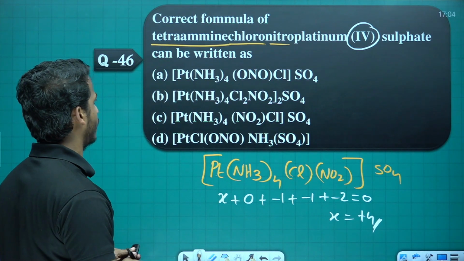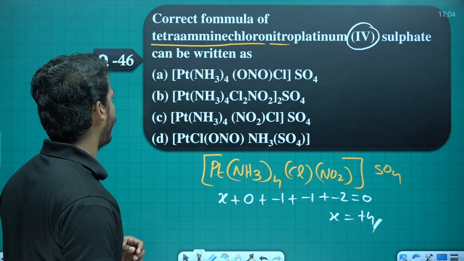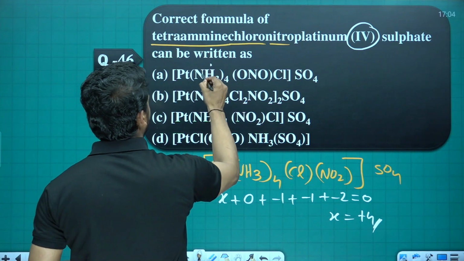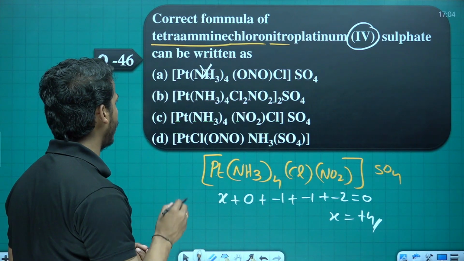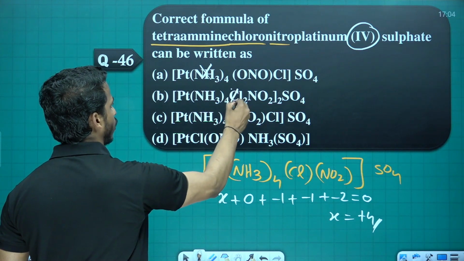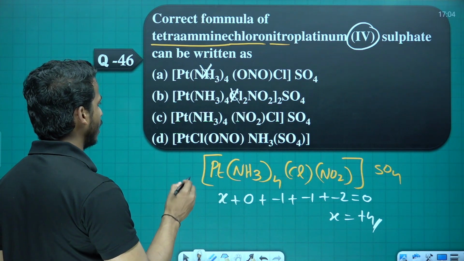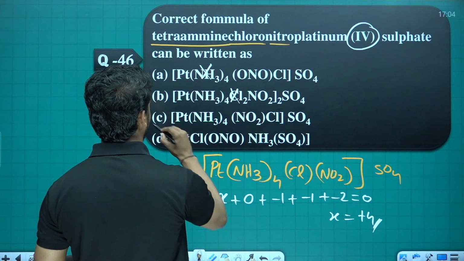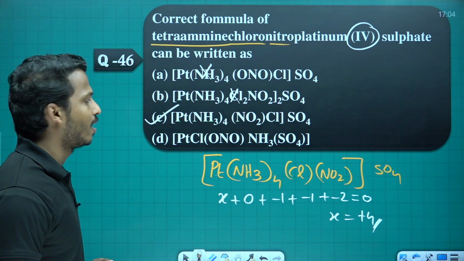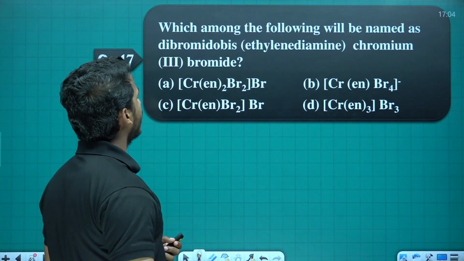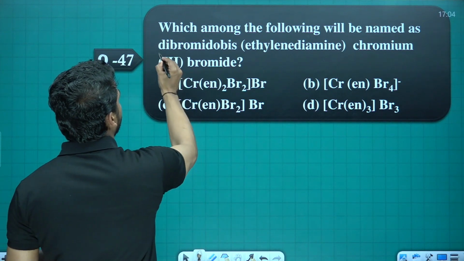So where is this complex, my dear? Check it. Pt(NH3)4 ONO, no, and Pt(NH3)4 Cl2, 2 chlorine not required. Pt(NH3)4 Cl NO2 SO4. Yes, option C is the correct one. Which among the following will be named as dibromido?